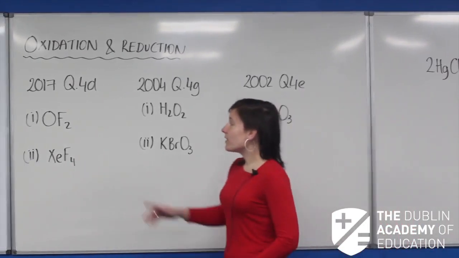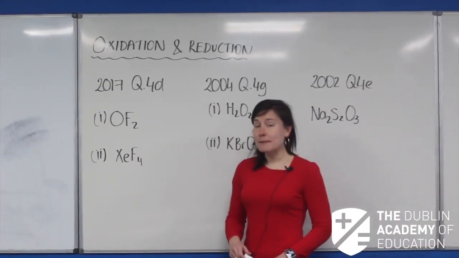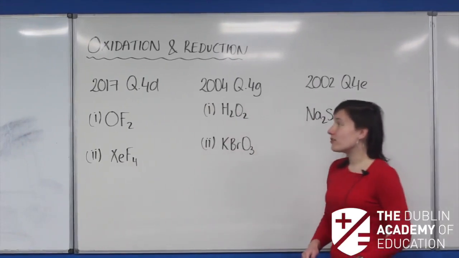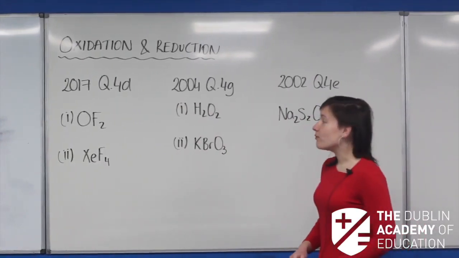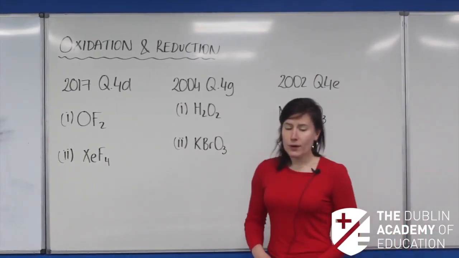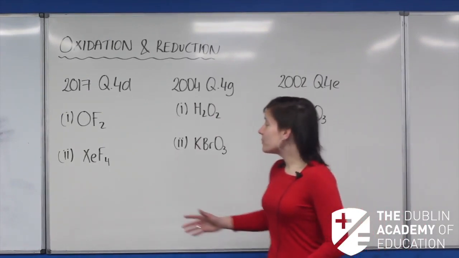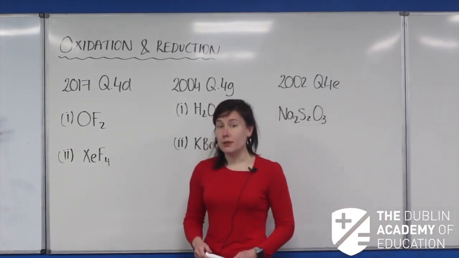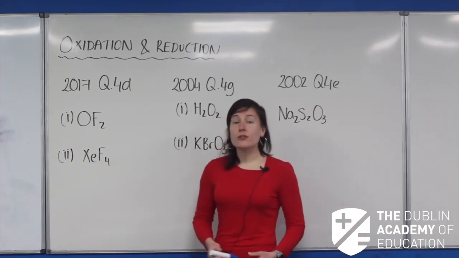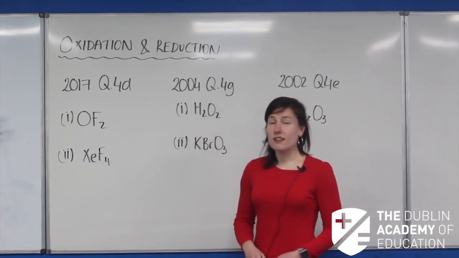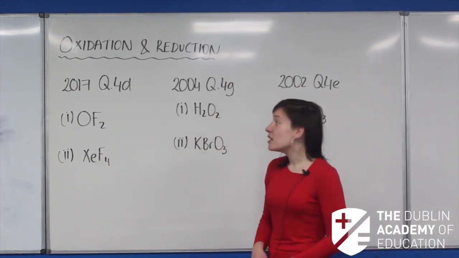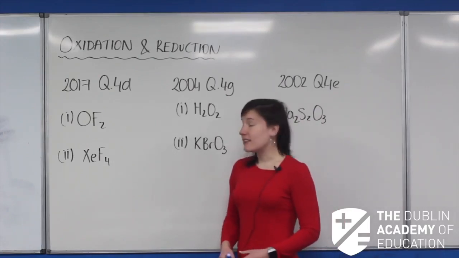So the first one we're having a look at is from 2017. As I said, it's a 6-mark question from that particular year, question 4. And what we're trying to do here is we are trying to assign the oxidation numbers, okay? So we were talking about the rules that we use to assign these oxidation numbers in our previous lesson. So this will be a little recap of that as well.